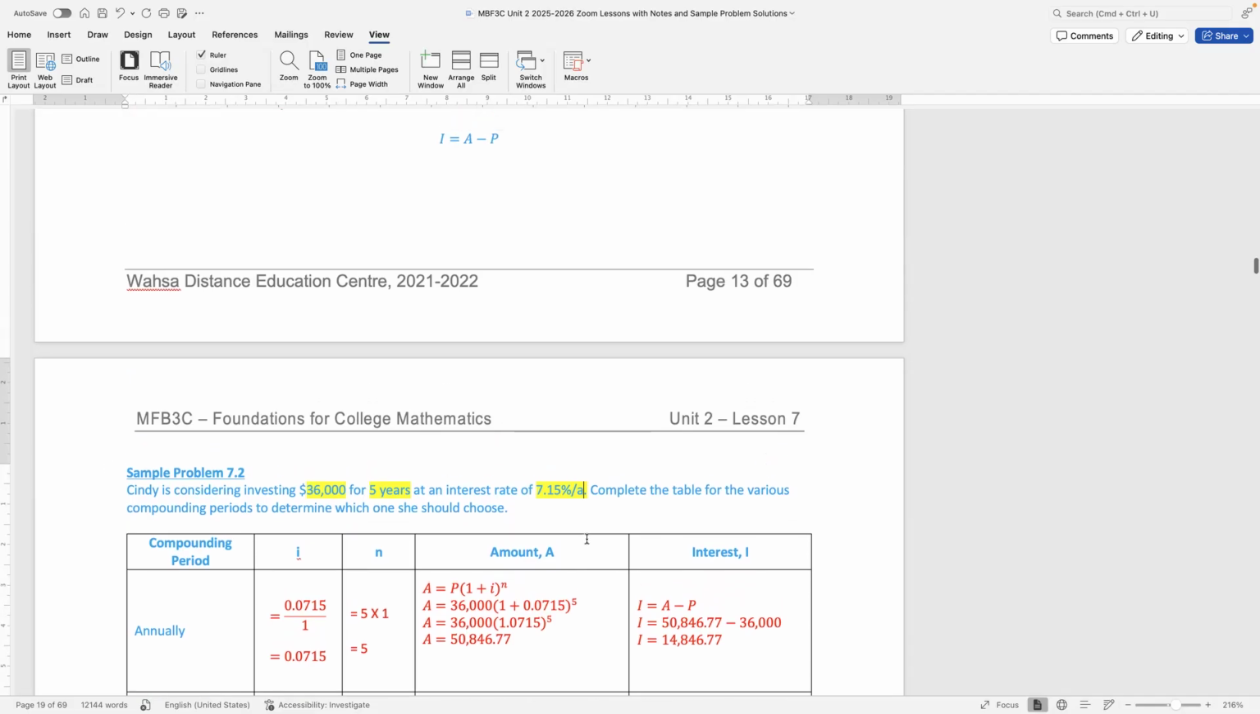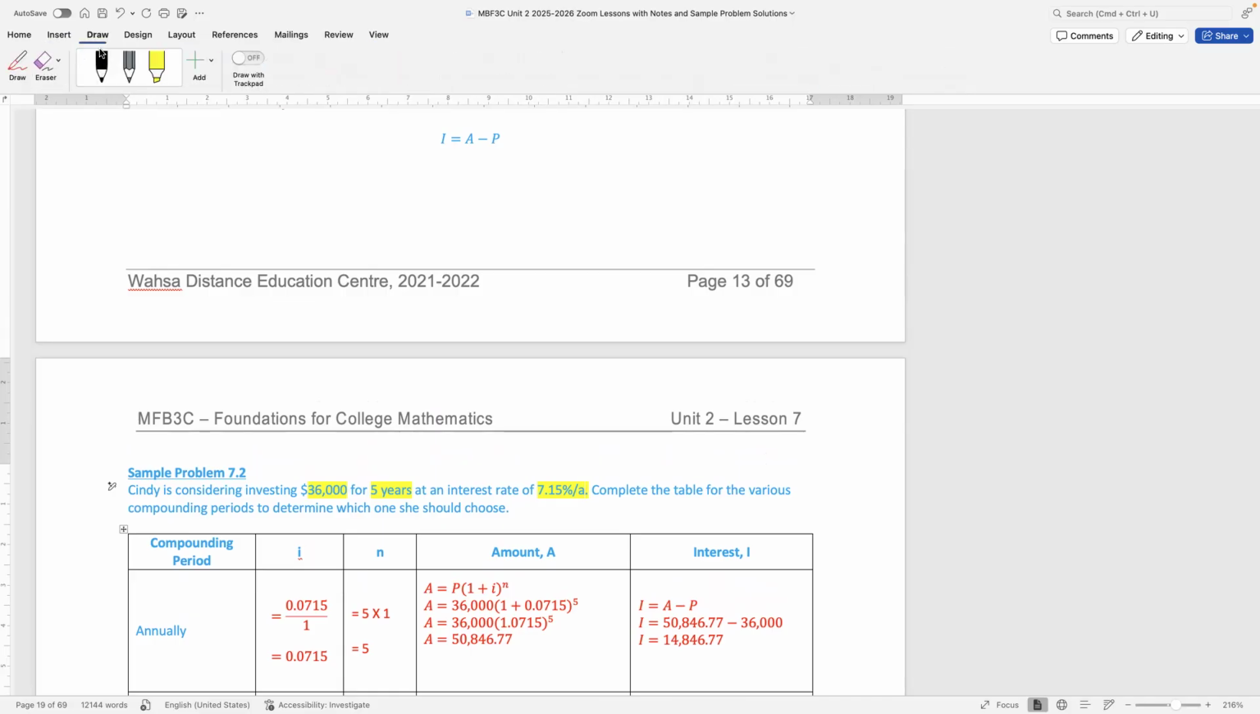So let's look at the first one, annually. Annually means once per year. So i is going to be the interest rate, which is 7.15%. And again, to change that to a decimal, we need to divide by 100. So 7.15 divided by 100 is 0.0715. So the annual interest rate, i, is going to be 0.0715 divided by, if we're compounding annually, that means once per year.